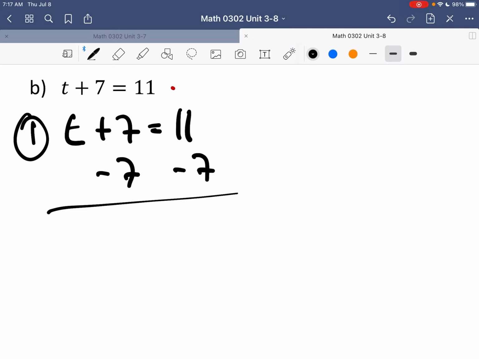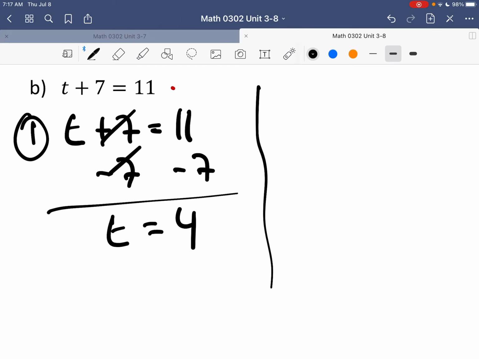So positive 7 plus negative 7, those numbers cancel out, and we're left with the variable t here. And then 11 minus 7, that's going to be equal to 4.